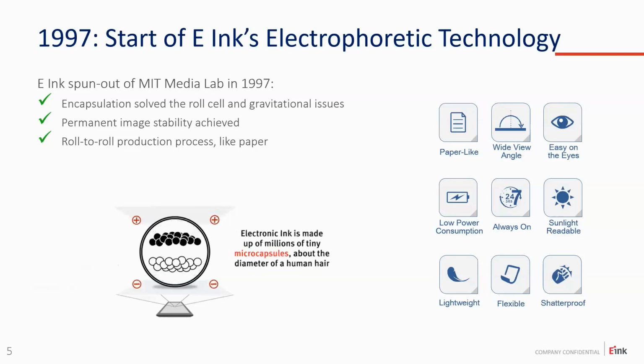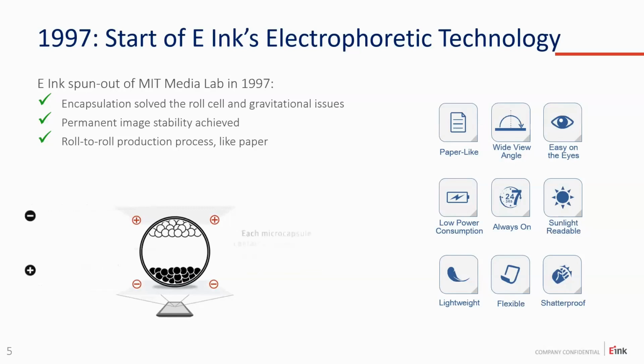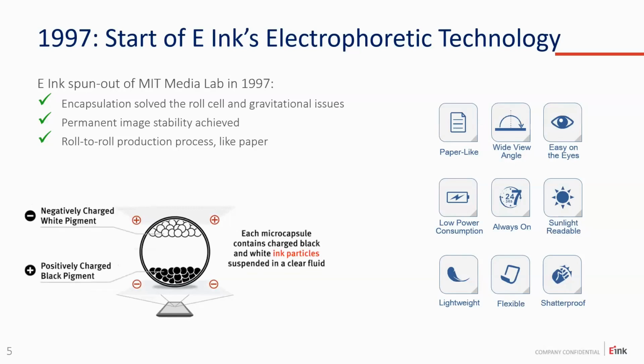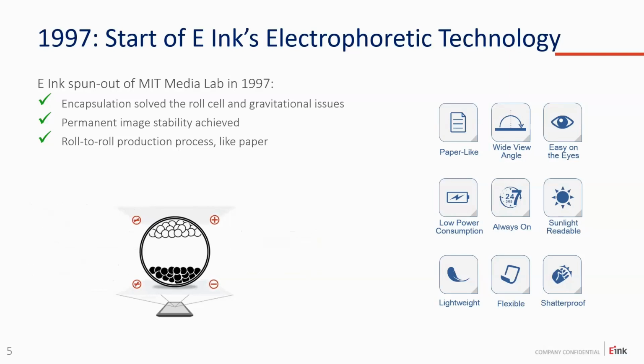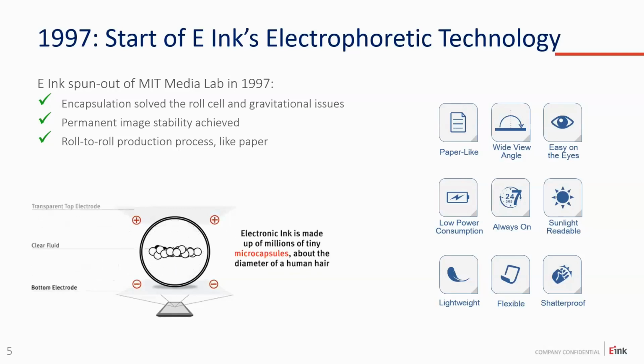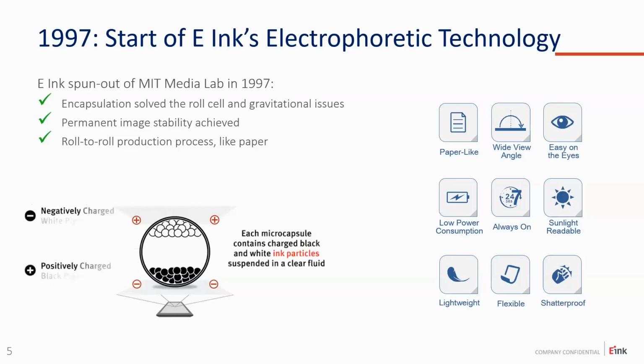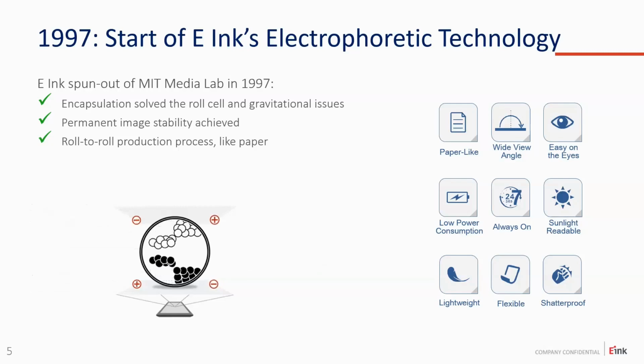So with that, we now have paper-like viewing, wide viewing angle. It's easy on the eyes. The power consumption is really low, and I will come back to that later. You only need to drive the panel when you want to change the content. So when you don't want to change the content, the image is still there, but you can power it down. Always on and sunlight readable. It's lightweight because we are actually coating it on plastic. Plastic substrates, typically 4 mil, 2 mil, that is 100 micron, 50 micron PET with ITO on it. And shatterproof, of course.